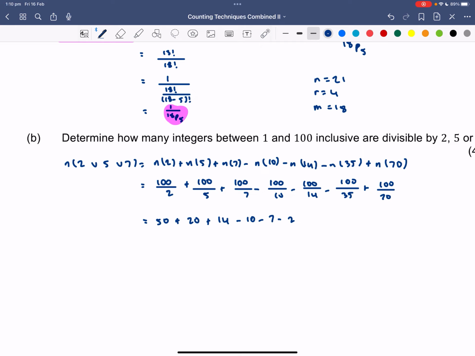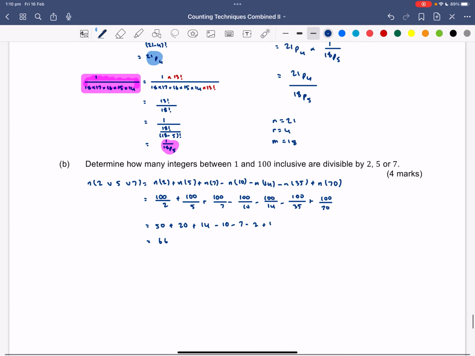So 50 plus 20 plus 14, yes, those divisible by 10, those divisible by 14, and those divisible by 2, and there's only one divisible by 70, which is 70. Great, and that adds up to 66. So that's the number of numbers inclusive, divisible by 2, or 5, or 7.